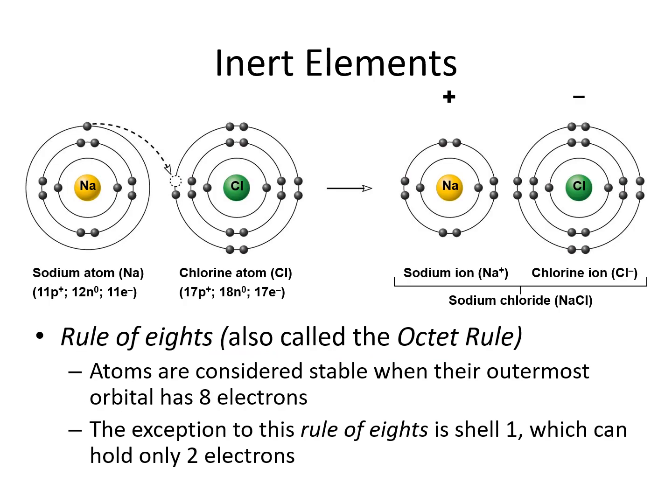Okay, so there is a rule, we call it the rule of eight. When I was going to college, we called it the octet rule, so I put them both there. The whole point of the octet rule is that atoms, like sodium and chloride, want to have 8 electrons in their outermost orbital, right?